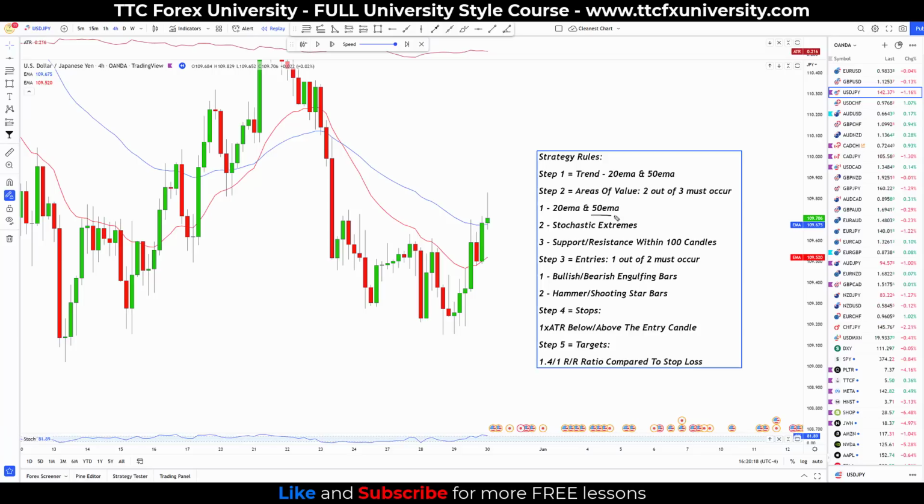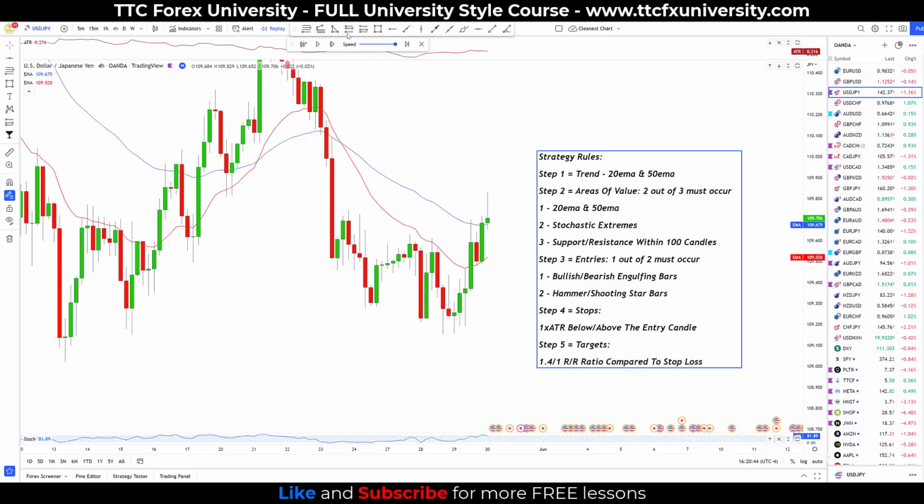Find areas of value. Are we against the 50 EMA again here? Yes, we are. We're right up against that 50 EMA. And as long as the candle that is the entry candle is still touching the 50 EMA, then I count that 50 EMA as an area of value. We're not even going to pay attention to the stochastics this time, but what I want you to do is pay attention to the next area of value, which is a support or resistance level within 100 candles looking left.